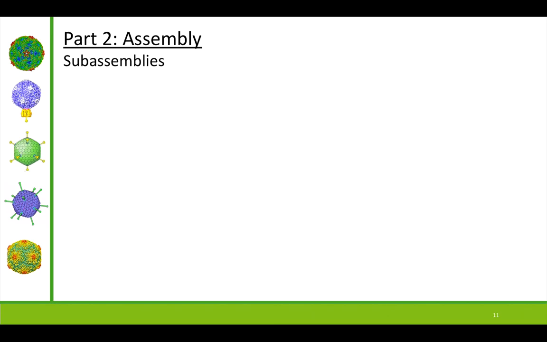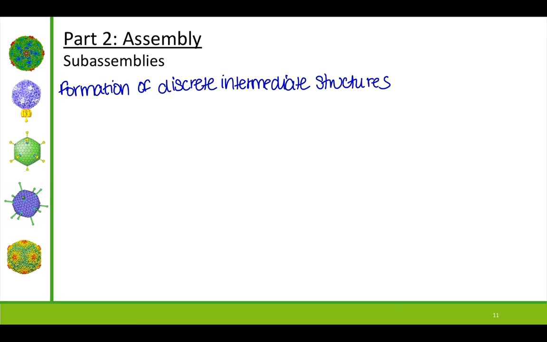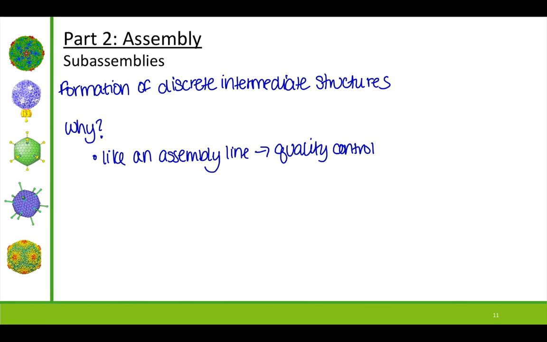For a subassembly, this is the idea that we are going to form discrete intermediate structures. So kind of this idea behind an assembly line. And so the question becomes, okay, well, why? Why are we making these subassemblies? What is the goal with that? As you can probably start to hypothesize, like I just said, it's like an assembly line. When we have an assembly line, that ensures quality control. So we want to ensure that any progeny that are formed are going to be good quality progeny so that they can restart the infection process. So again, that's ensuring the formation of progeny viruses.